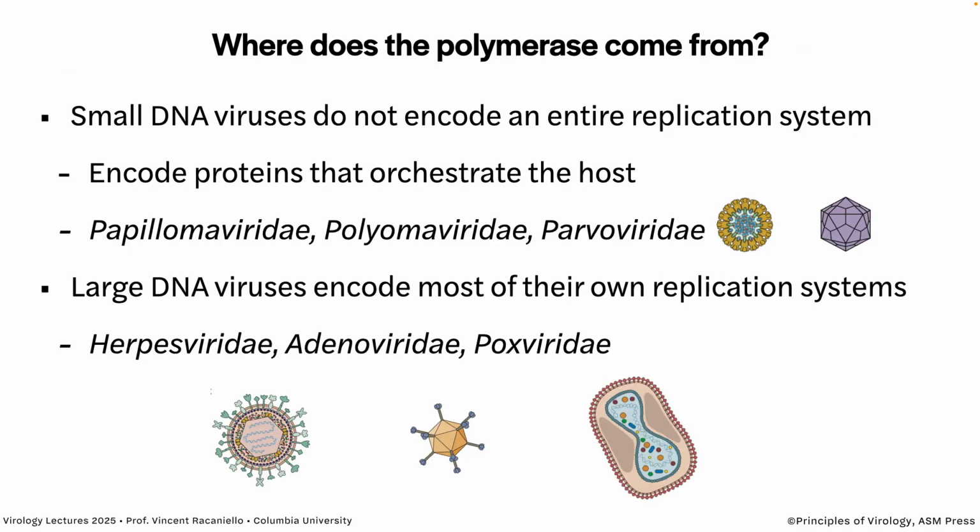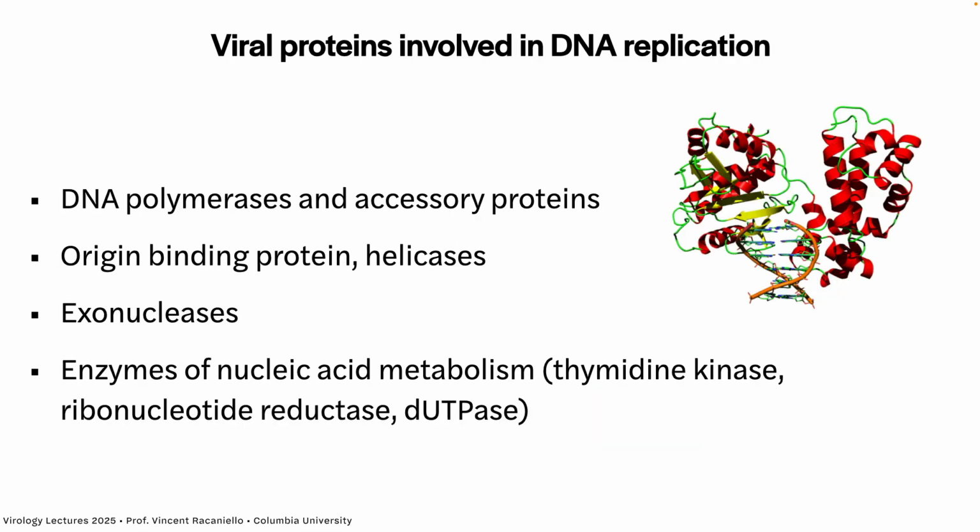The polymerase, where does that come from? The small viruses with small genomes don't encode a polymerase. They encode a protein that, as I say here, orchestrates the host. You'll see what that means in a moment. The papillomaviruses, polyomaviruses, parvo, small genomes, they don't encode a DNA polymerase. But the large DNA viruses, as I said, encode either all or most of the replication systems: herpes viruses, adenoviruses, and pox viruses. And they can control it that way.